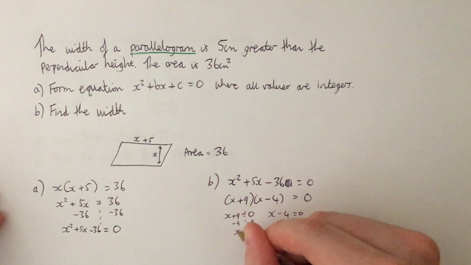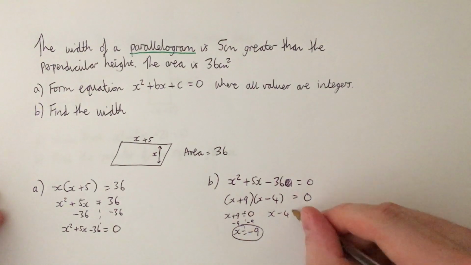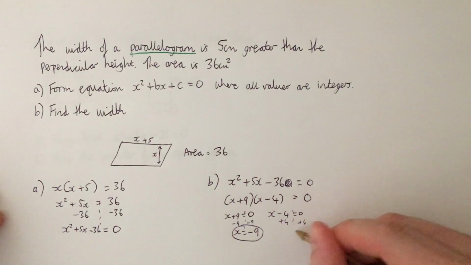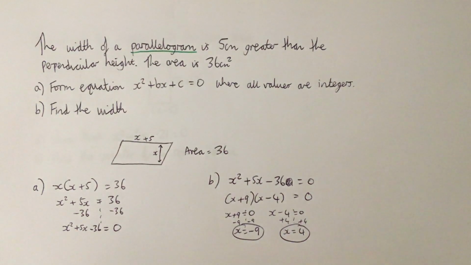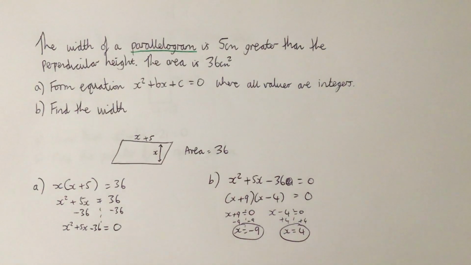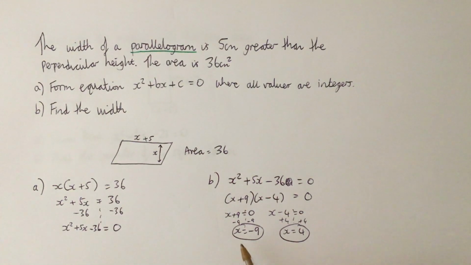Minus 9, x equals negative 9. That's one of our answers. Plus 4, x equals positive 4. That's another one of our answers. Now we've got to be a bit clever about this in the sense of, well, both of them surely can't be the right answer to get us to the width. Just think logically about this.